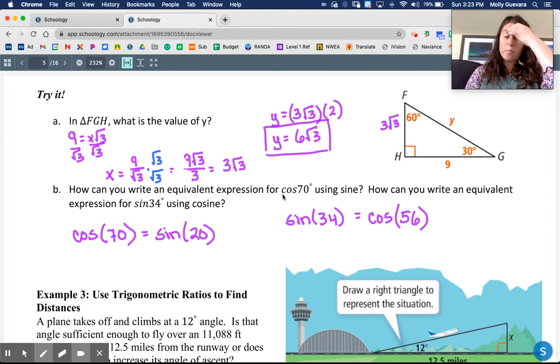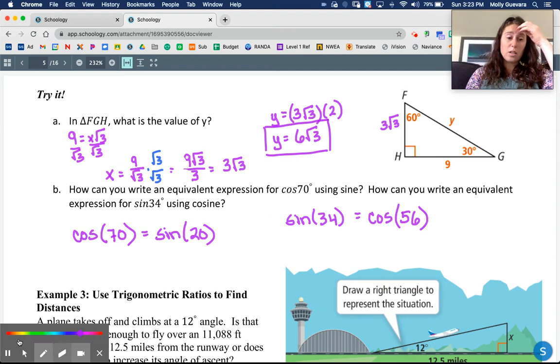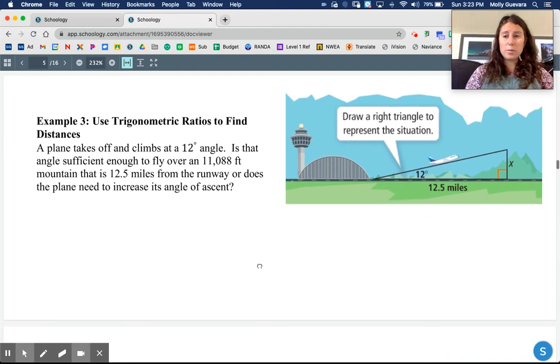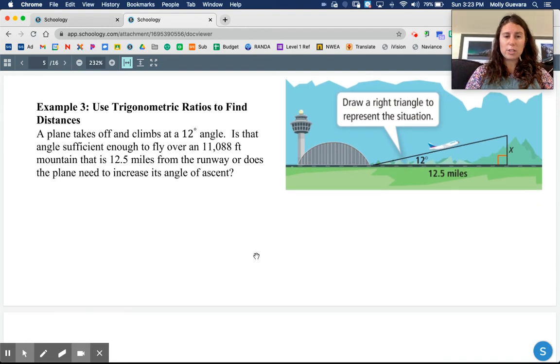So just knowing that we can go back and forth there too. Okay, we're going to start getting into using these trig functions to solve problems. Trig ratios, not functions, sorry. I'm going to end up saying that a lot because we're doing trig functions in my other class. Okay, so example 3 says use trig ratios to find distances.